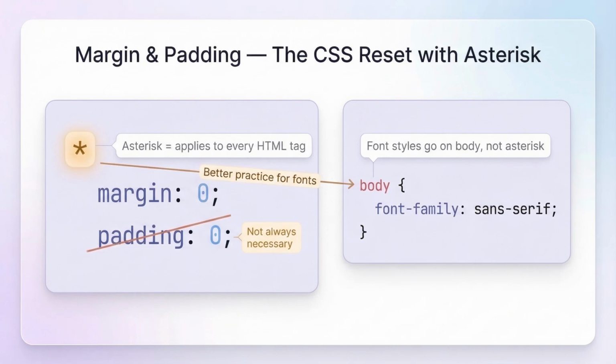Here's an important nuance. While the asterisk is great for resetting margins, it's not the best place to define your font styles. For fonts, you should target the body tag instead. The body tag is the parent of all visible content, so font properties will naturally inherit downward to all child elements. This is cleaner and more semantically appropriate than putting font rules on the universal asterisk selector.